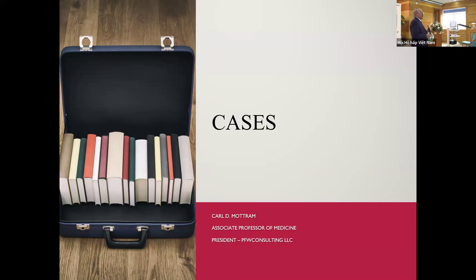So what we're going to do now is I'm going to bring up some examples and we will just run through an algorithm of looking at case information or lung function information.